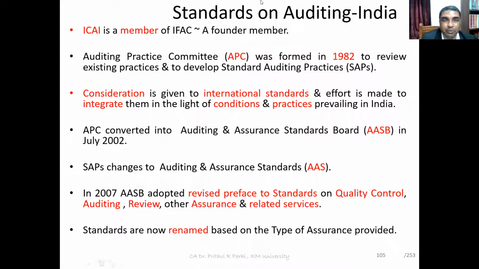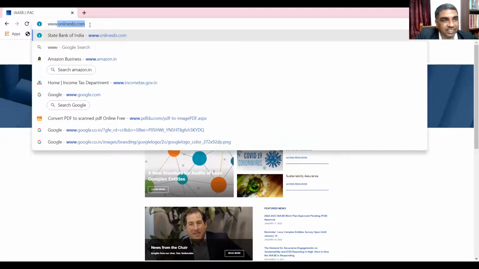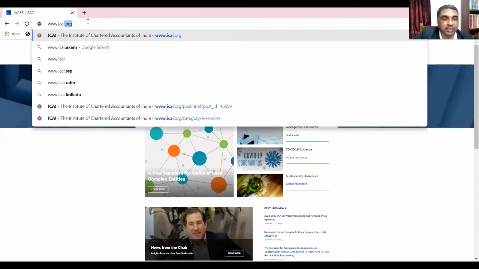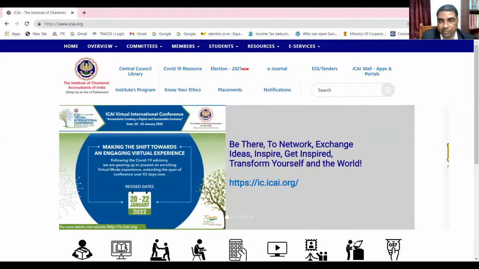For that, I have to take you to the website of ICAI. So let us visit that place. Let me share the screen again. Let us say Indian auditing standards. You should know where the source is. It is ICAI.org. You can go. Are you able to see it? Yes, sir.